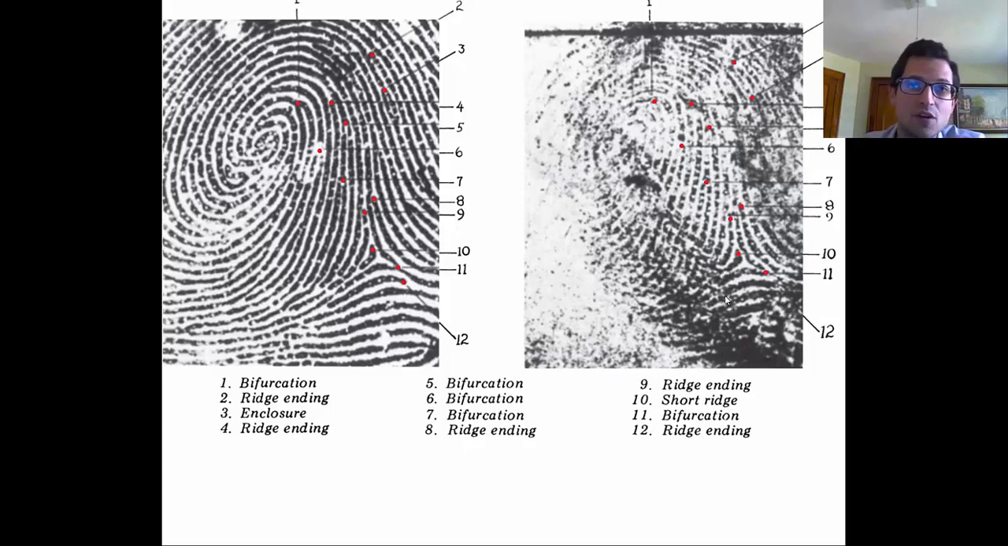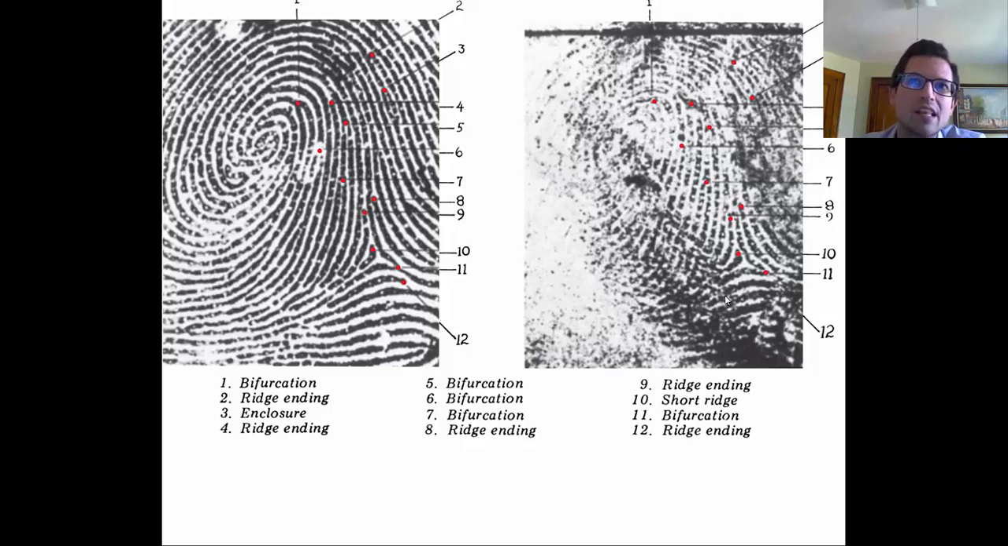So on the right side of the screen, you can see the latent print, which was pulled from the crime scene. And you can see that all of these 12 characteristics, bifurcations, ridge endings, enclosures, short ridges, are present in that one there on the right. Now, it's a little harder to see them, but they are there.